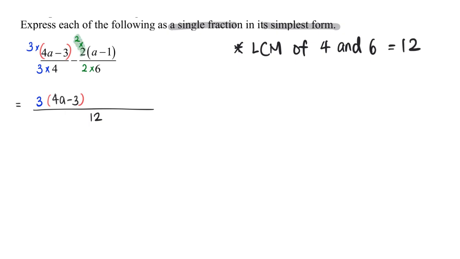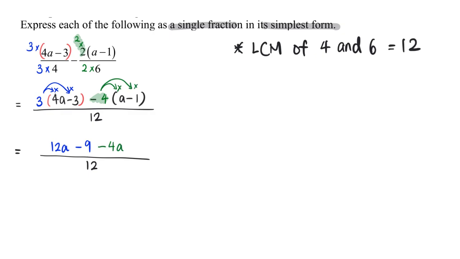2 times 2 will give me 4. And still over 12. Now is the time for me to expand and simplify. 3 times 4a will be 12a. 3 times negative 3, negative 9. This one we do see it as negative 4, multiplied by a, negative 4a. Negative 4 multiplied by negative 1, positive 4.